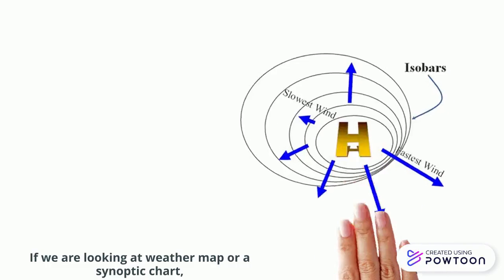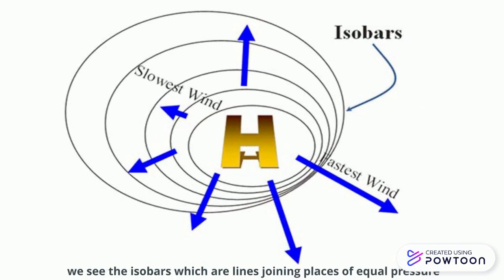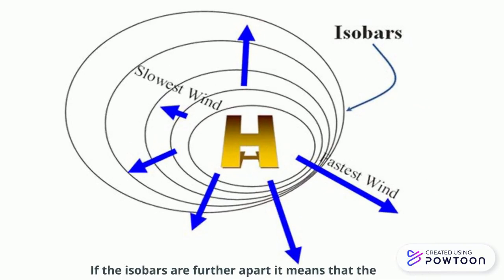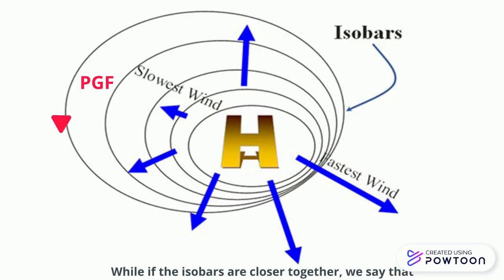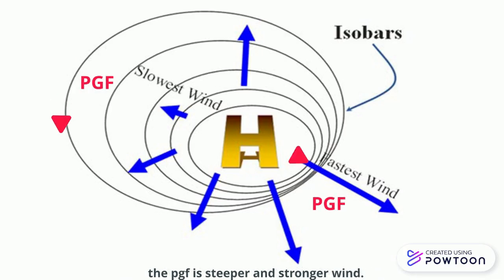If we are looking at a weather map or synoptic chart, we see the isobars, which are lines joining places of equal pressure to help us determine what the pressure gradient force will be. If the isobars are further apart, it means that the PGF will be weaker and the wind slower. While if the isobars are closer together, we say that the PGF is steeper and the wind stronger.